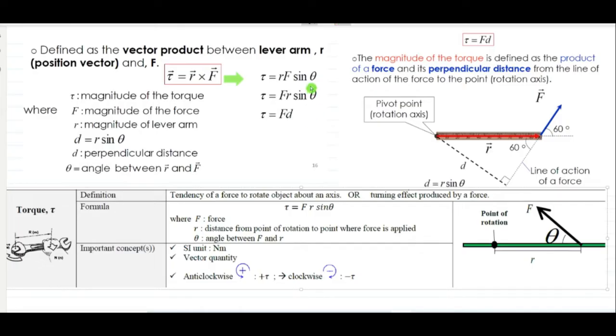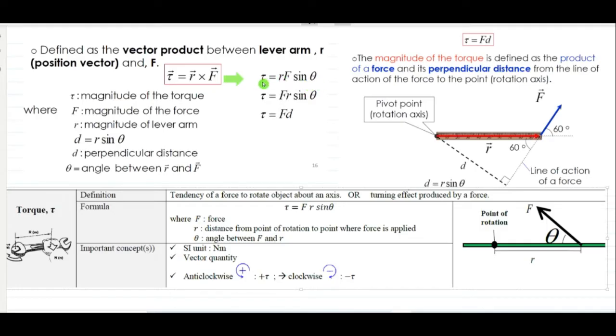So torque ni sebenarnya apa? So based on the formula, torque can be defined as the vector product between lever arm R, position vector, and force F. Okay, so torque is equal to R times F, and for the cross product, torque is equal to RF sin theta.